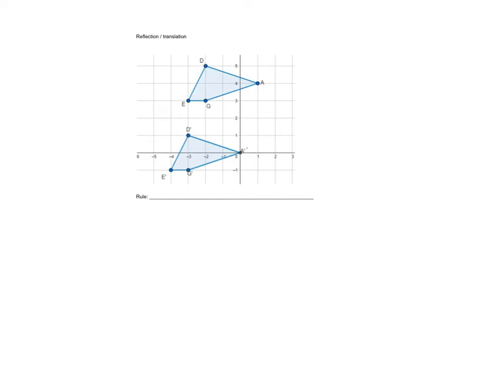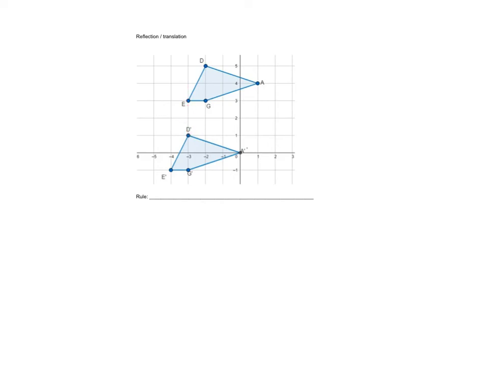So now if I want to figure out the translation, I want to look at the D and then the D prime, because I'm going from the top image to the bottom image. This is the pre-image, and this is going to be the image. So for the x, to get to this D, I went over 1, in the negative direction. So I would say I subtracted 1. And for the y, I went down 1, 2, 3, 4.